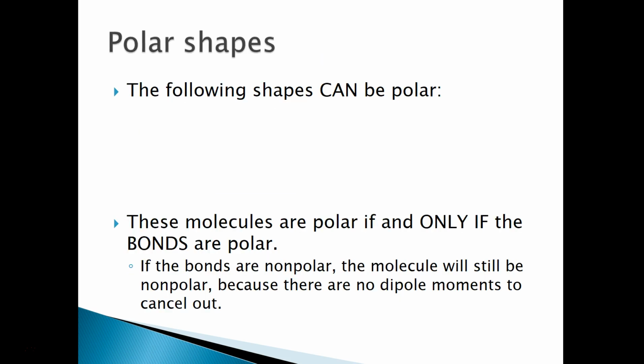Okay, so these shapes will almost always be polar: bent and trigonal pyramidal. The only time these shapes will produce nonpolar molecules is if the bonds are nonpolar. If the bonds are nonpolar, you'll still get a nonpolar molecule because there aren't any dipole moments to cancel out.